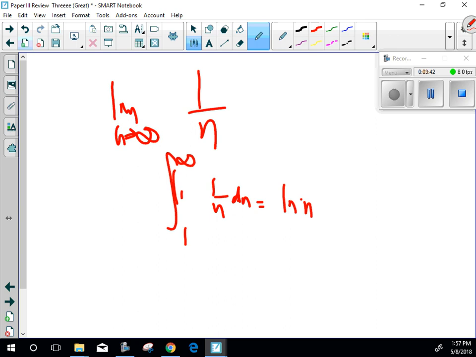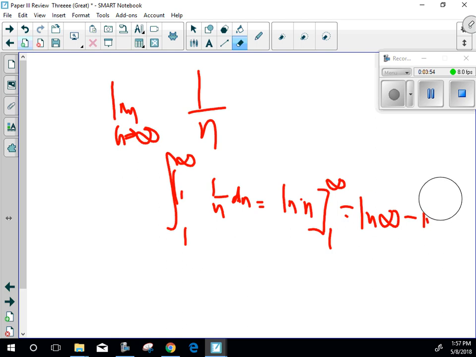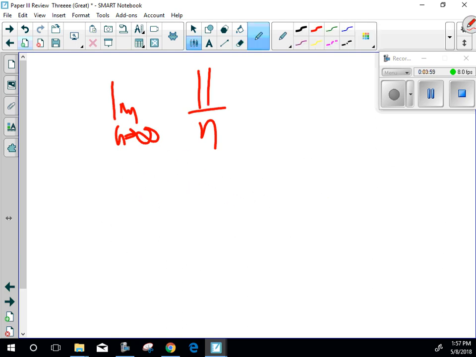Natural log of n. When you go from 1 to infinity, do you see how the natural log of infinity is infinity? So that's how you know that the harmonic series diverges. So any combination of that, like let's say it's 11 over n or 4 over n, all of those are going to diverge.